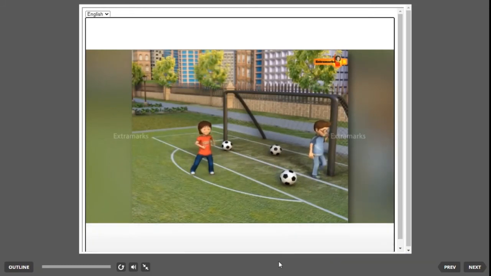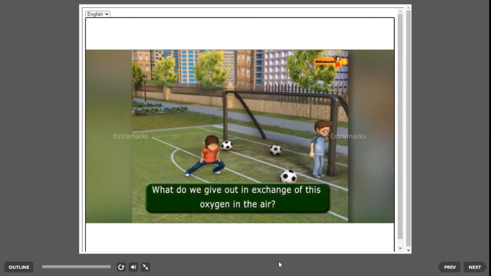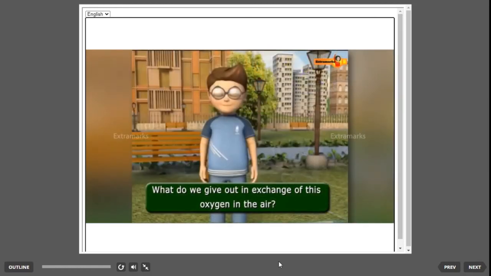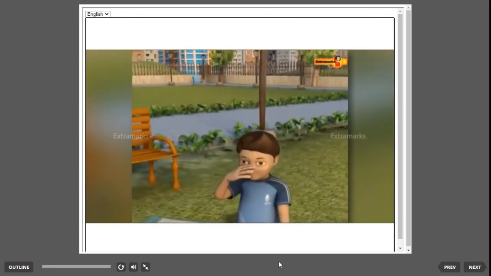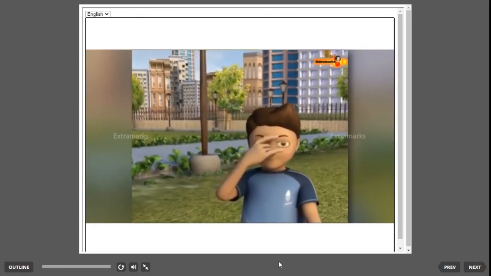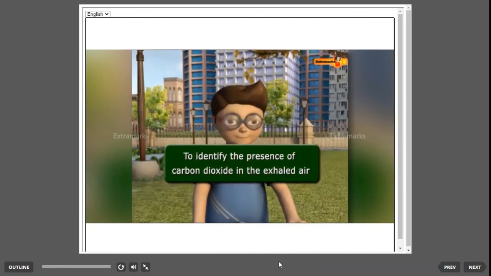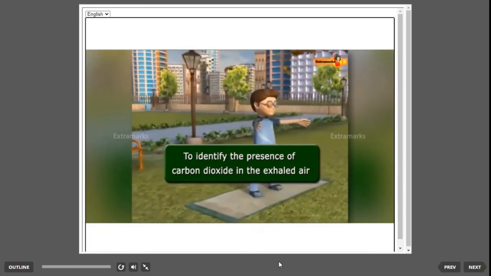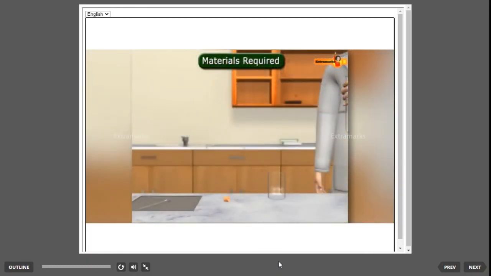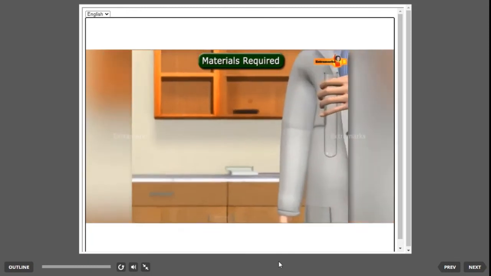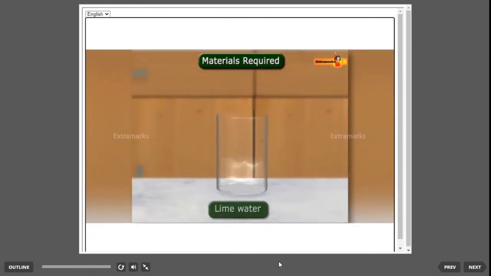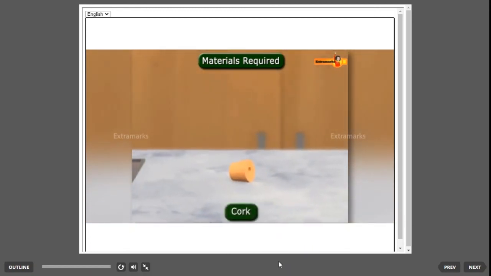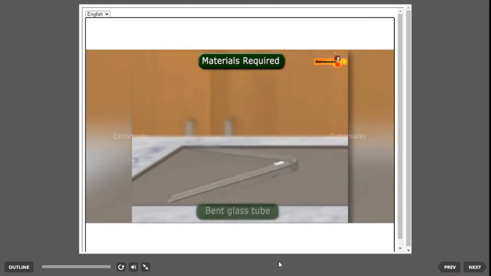As we know, all living beings require oxygen to survive. However, what do we give out in exchange of this oxygen in the air? Carbon dioxide. Let us do an experiment to identify the presence of carbon dioxide in the exhaled air. For this experiment, we require a test tube, lime water, a 1-hole cork piece, and a bent glass tube.